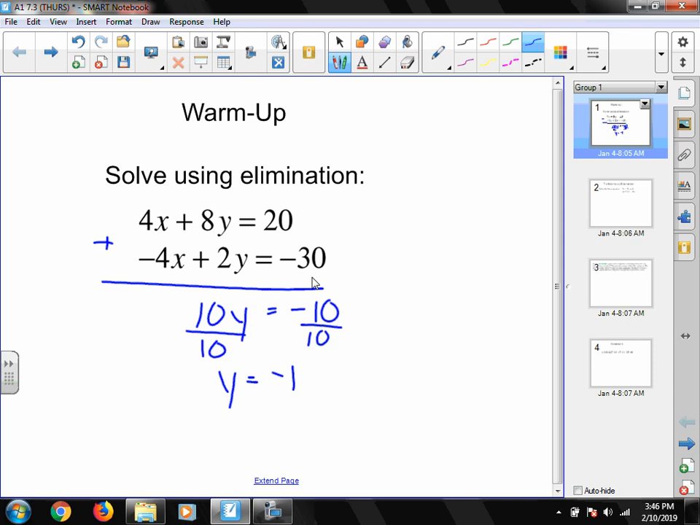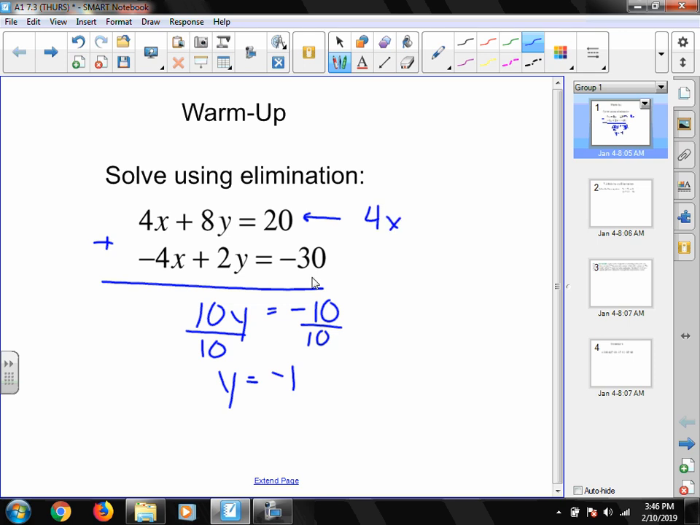Again, it does not matter what equation you plug into. I'm actually going to plug into this top one here. I really have no reason to pick that one other than the fact that it's just got a few more positive numbers. It's really whatever you feel like, though. You'll get the same answer.